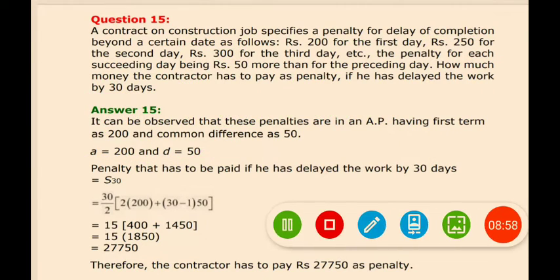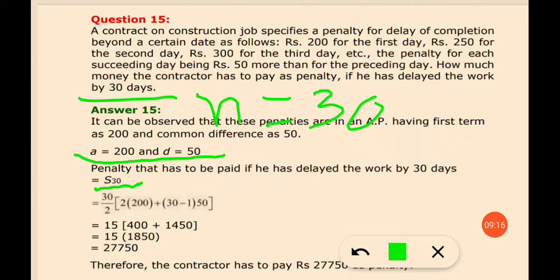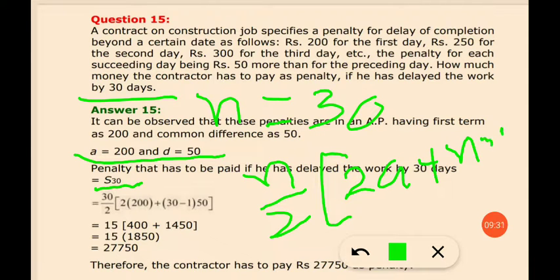So here we can say that our a is equal to 200, d is equal to 50 as discussed, and n is equal to 30, because we have to find for 30 days, and hence we will find it using the formula of Sn. What is the formula of Sn which you will use here? Yes, Sn is equal to n by 2 into 2a plus n minus 1 d.